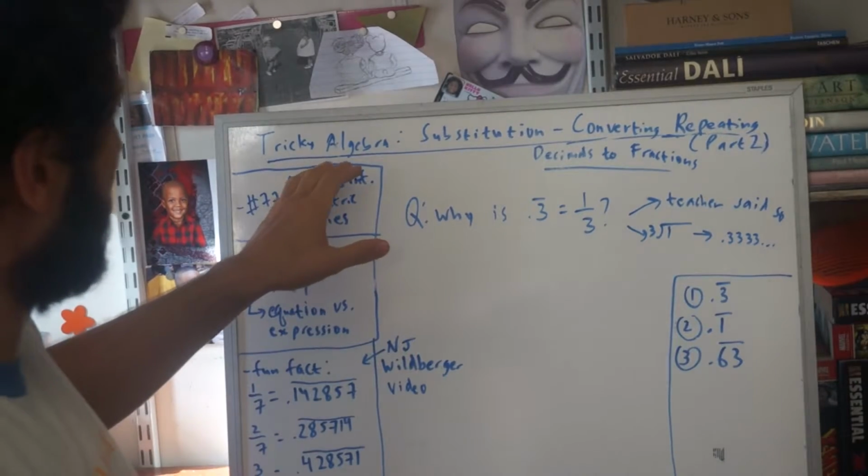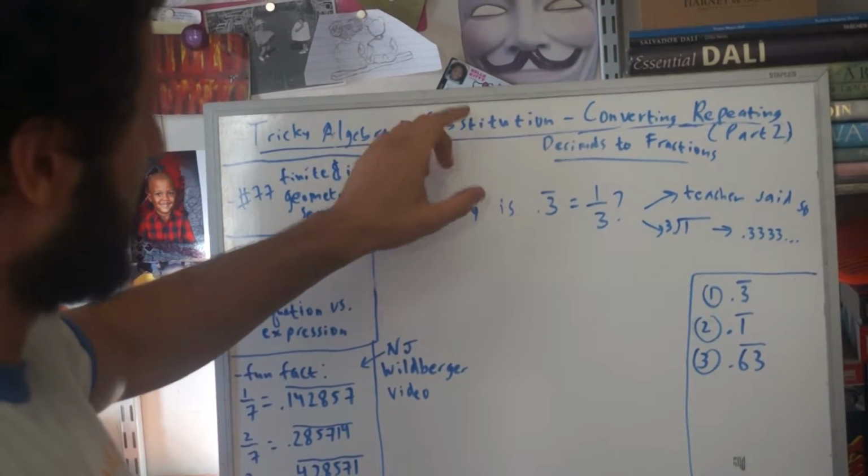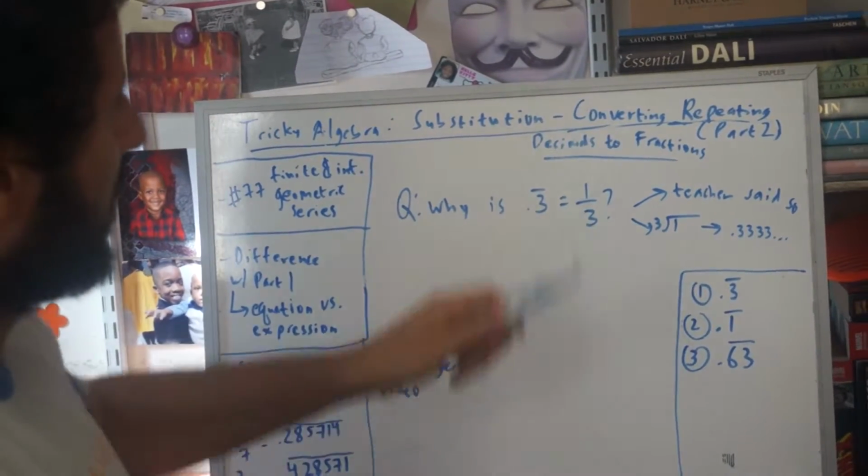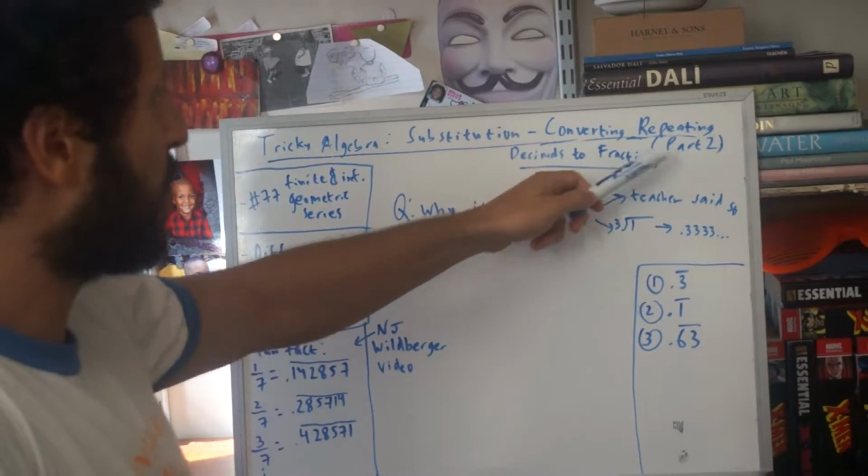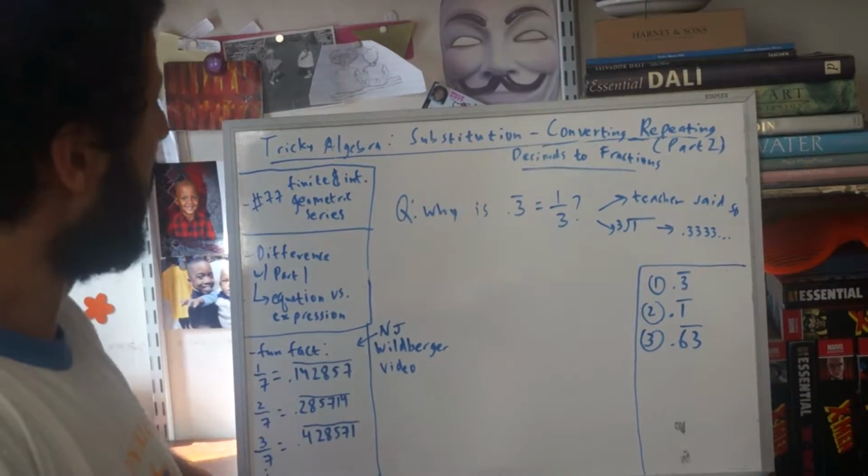Alright, today's video is going to be tricky algebra, substitution. We're going to continue substitution, converting repeating decimals to fractions. This is part 2 in the substitution series.